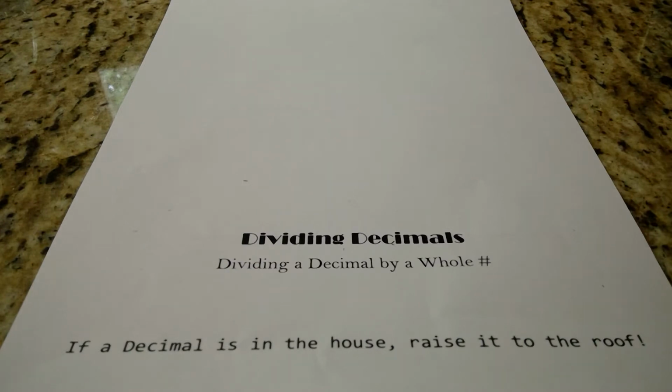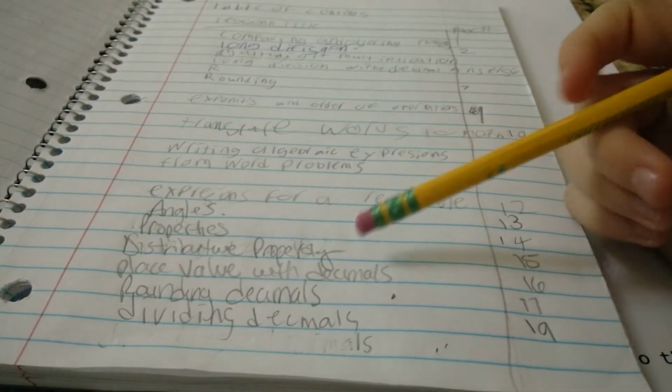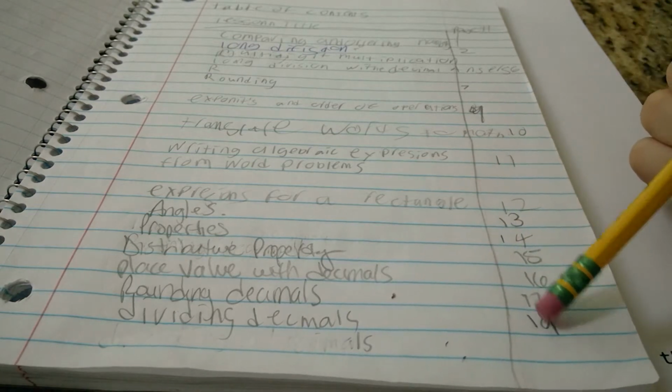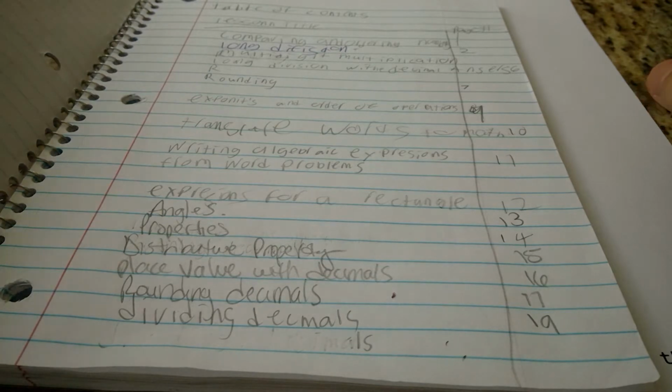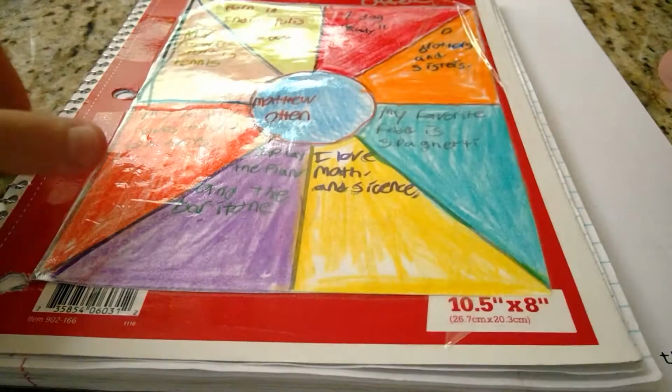So I'm going to go to your notes, and I'm going to write my table of contents. I wrote dividing decimals, which is going to be page 19. Go ahead and pause the video so you can glue that paper on and make sure you fold it. If this video is going too fast, feel free to pause it and play it when you get a chance.